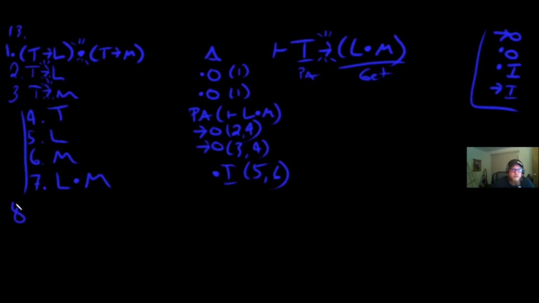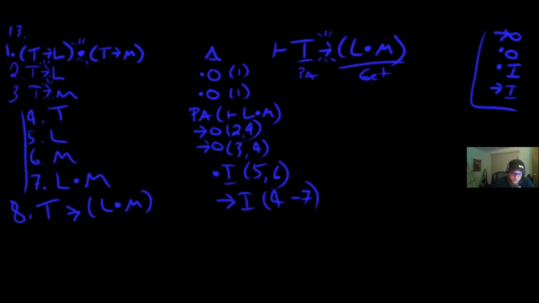So now I zoom out, and I can say, yeah, you get the T, you will get L and M. That can be proven in this way. Where did we start? We started on line 4 with T. Where did we get L and M? Line 7. Problem 12 is now complete.